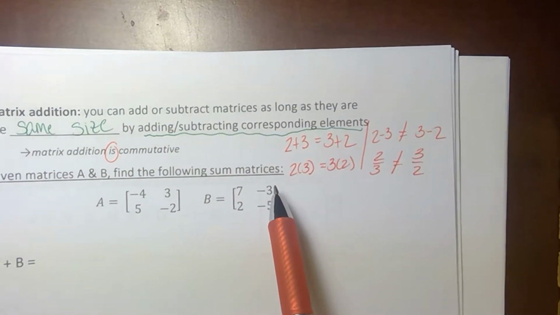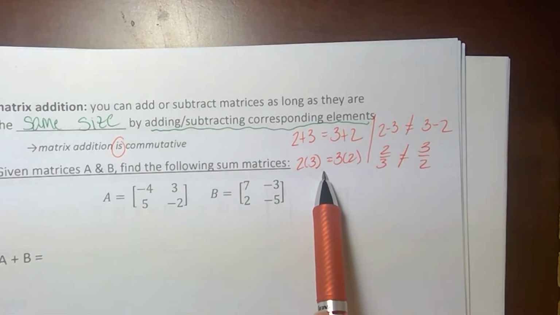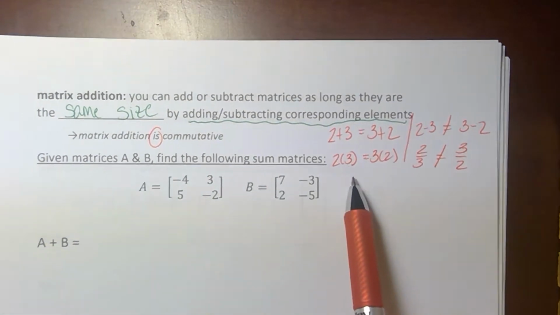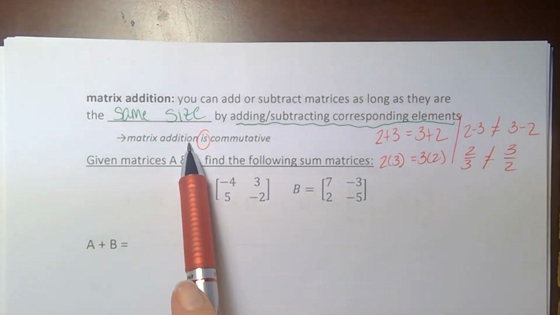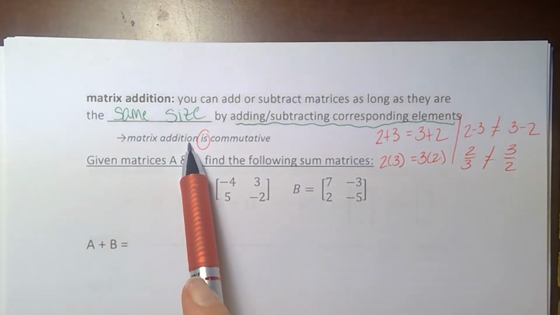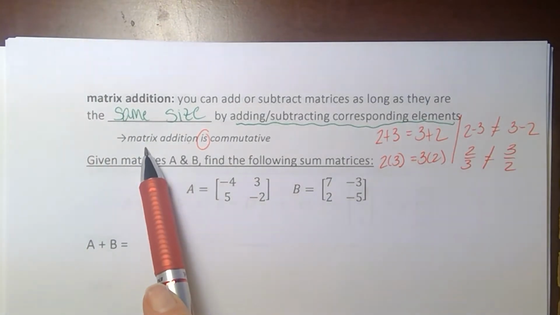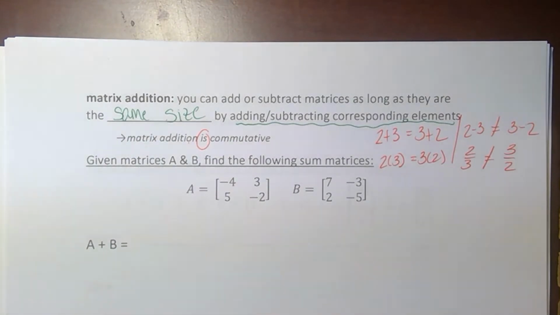So in arithmetic, addition and multiplication are commutative. Working with matrices, we're told that addition is commutative. We haven't been told anything about multiplication, so kind of keep that in the back of your head for now. Matrix operations are not always the same as arithmetic operations.